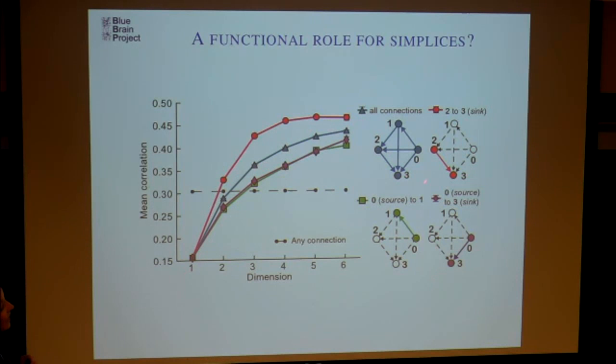And the correlation is highest for this pair here. We think it's because they have the most common input. They share the most common input there. So that's interesting to see that as it increases, the correlation increases.